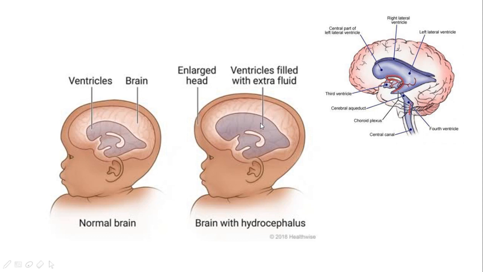where it occurs because of the increased CSF production, or there is obstruction in the outflow of the CSF, or there is impairment in the absorption of the CSF. So it is related with the ventricular system. Now today we are dealing with one of the ventricles that is known as the fourth ventricle.